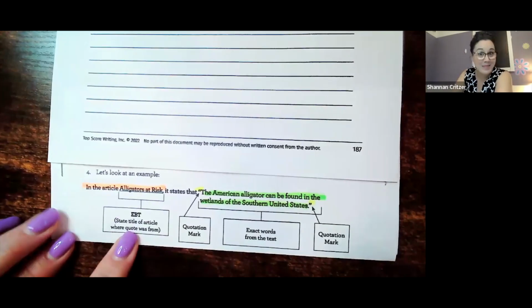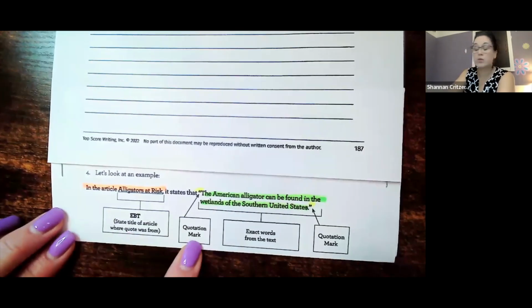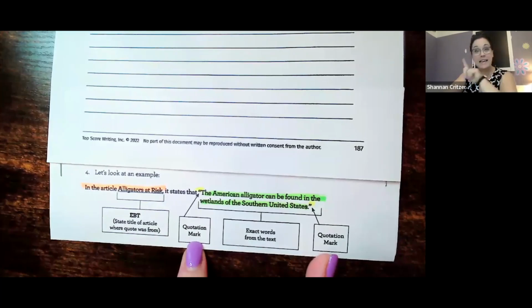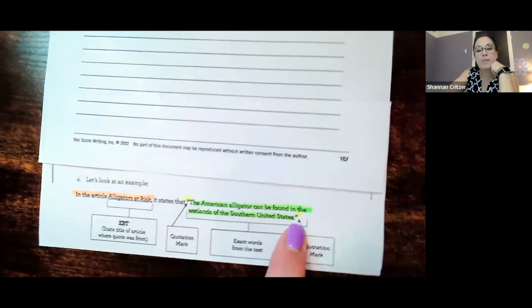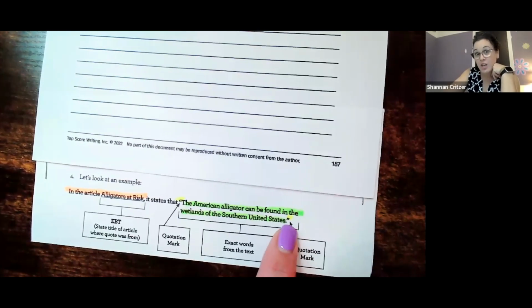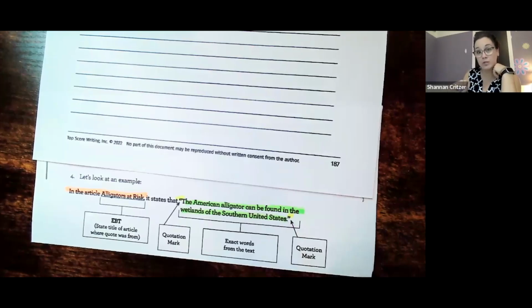I have my evidence-based terminology. I have my quotation marks at the beginning and at the end. And then I have the exact words from the text. I want you to also remember that your punctuation goes inside of the quotation marks, okay? We're going to practice that today.